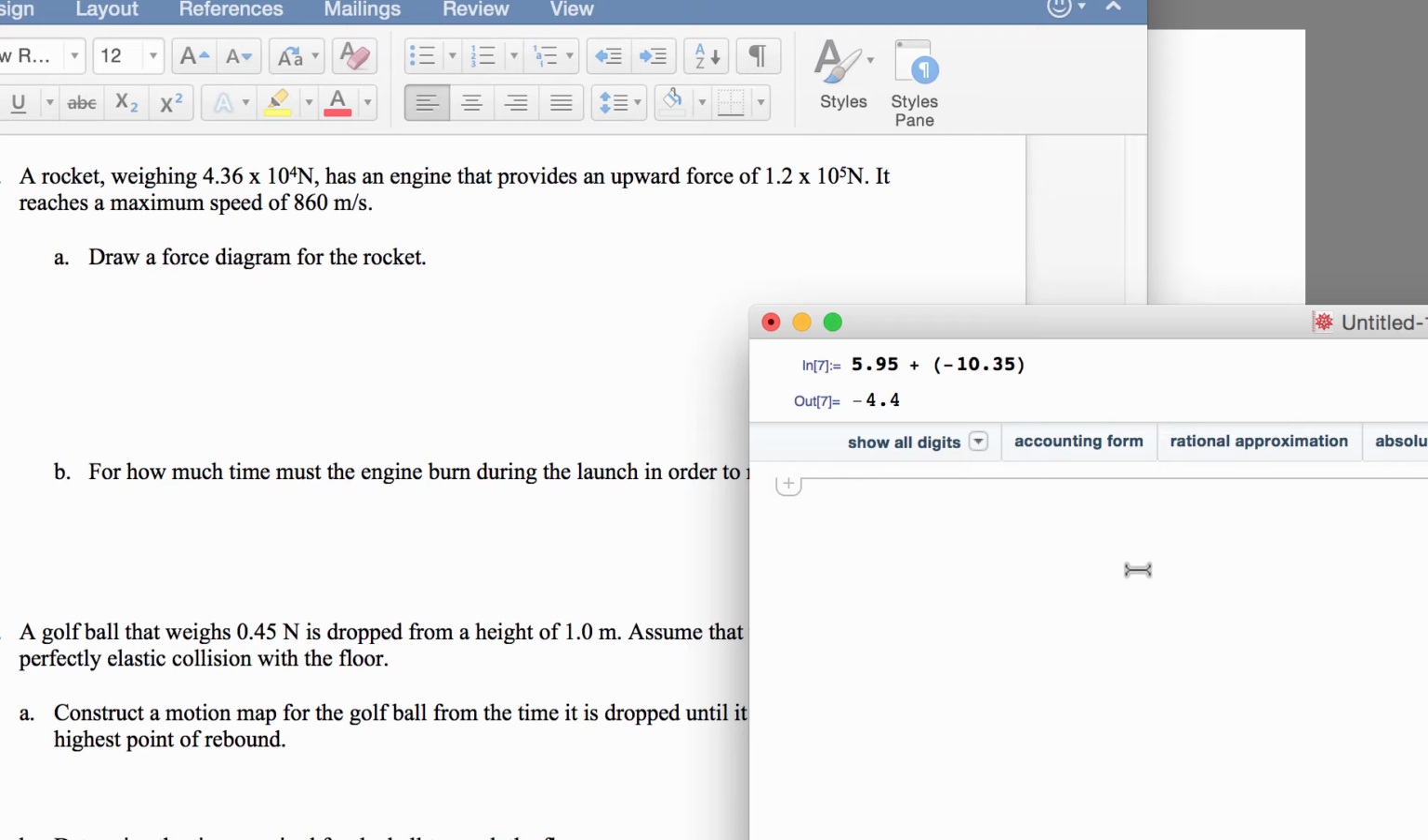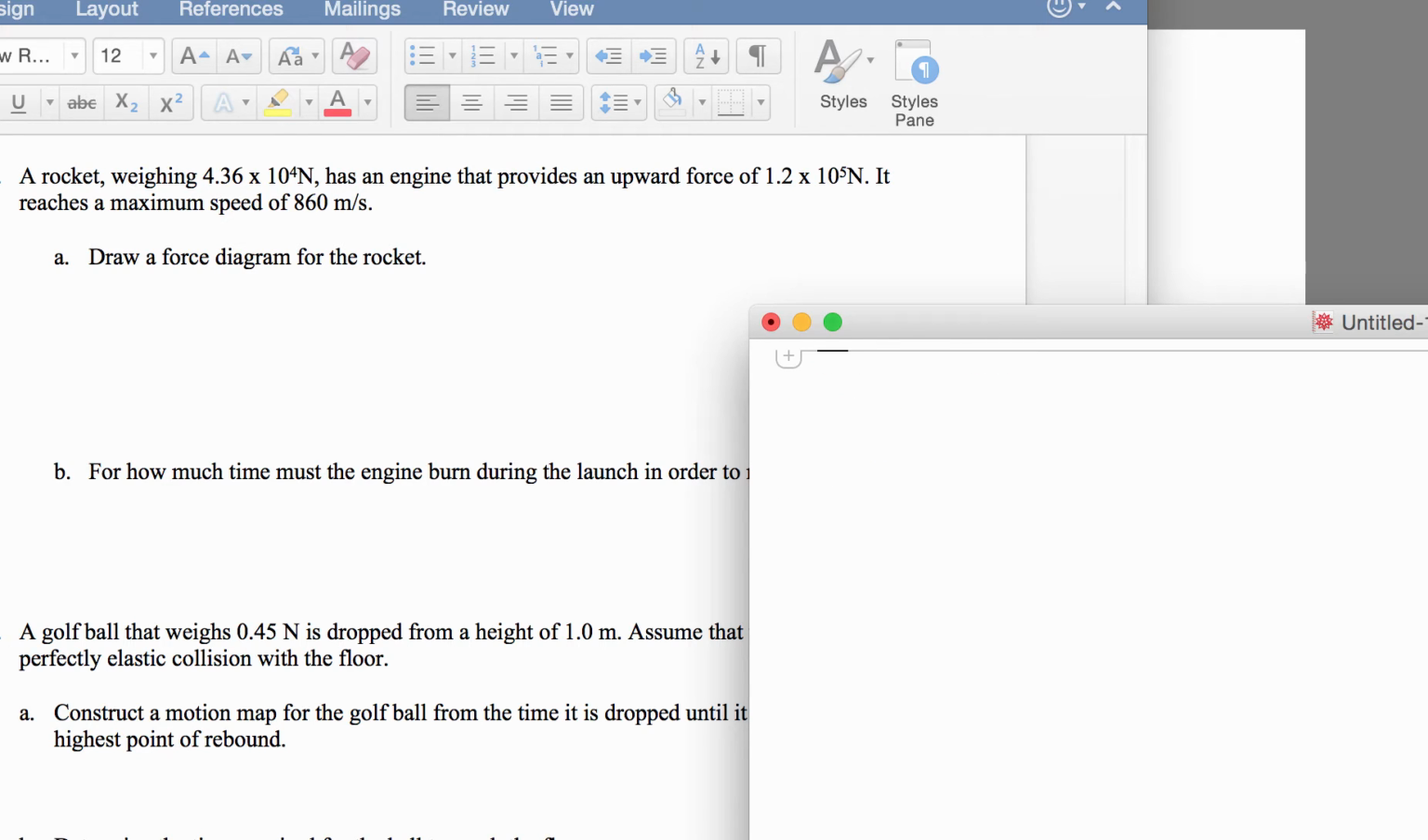So we have, again, negative 4.36. Why is it negative again? Because it's down. We have to worry about direction. Times 10 to the 4th. And I'm going to put this in parentheses because I don't want to make any mistakes with order of operations. It's so easy to do. And then I'm going to add to that the upward force, 1.2 times 10 to the 5th.